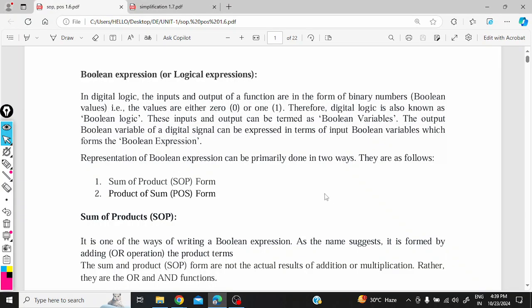Good evening, guys. Today's topic in digital electronics is Boolean expressions. In these Boolean or logical expressions, which we are going to see in this session, the expressions are expressed in two forms. One is sum of products, the other one is product of sums.